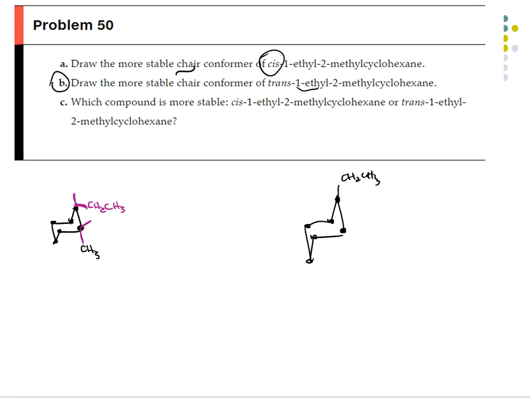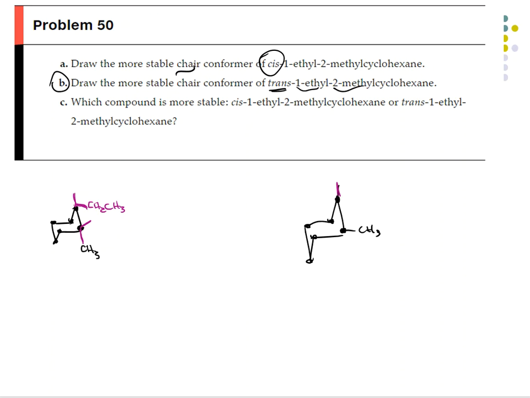1 ethyl. And then on carbon number 2, I have this methyl group. That's what it tells me there. But this time, I've got to worry with trans. So what I would do is I would look at this and say, most stable. I would look at this ethyl group and realize that it's bigger. Because of that, I need to draw that group in an equatorial position.